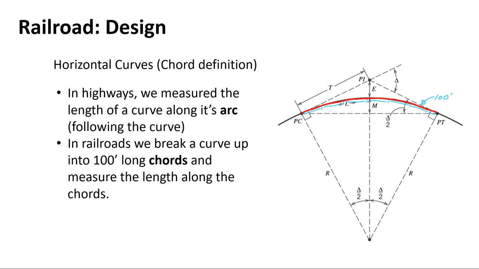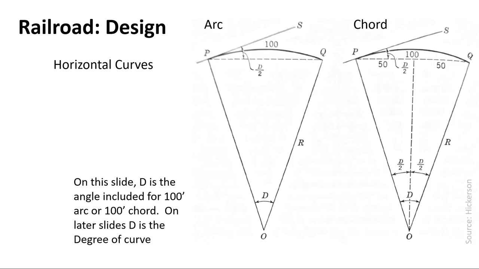If you ever work on a railroad project, just remember that most design software like Civil 3D, you can toggle it to do arc or chord definition for curve length, and so you'll want to make sure you do that before you start designing for the railroad, right? So you make sure you get the lengths right. Your client will not be happy if you do it otherwise.